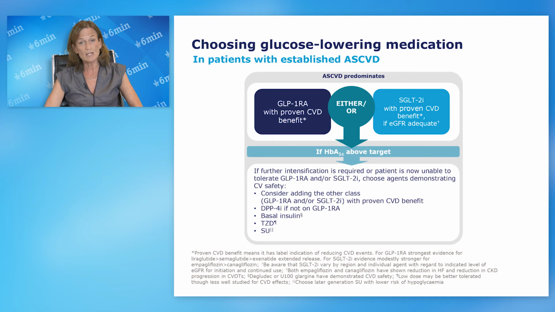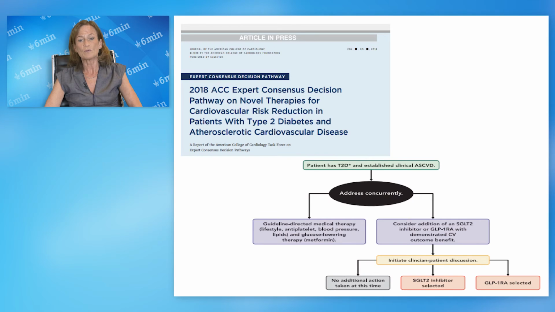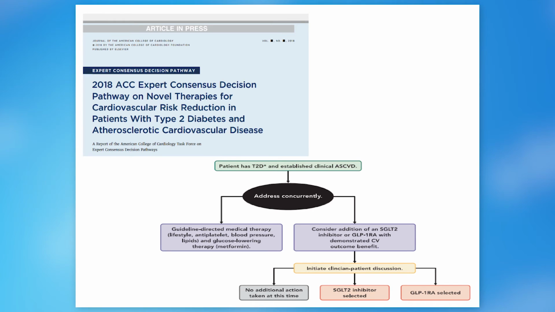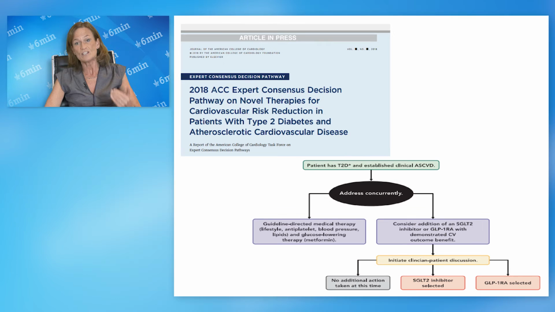If that predominates, well, we have two choices, either a GLP-1 receptor agonist or an SGLT2 inhibitor. I will here focus on the GLP-1 receptor agonist, and it is actually so dominant that it has also been incorporated in the ACC expert consensus decision. GLP-1 receptor agonists also have a dominant place in the treatment algorithm in the ACC expert consensus decision. So it is there. It has actually taken a while, in my opinion.